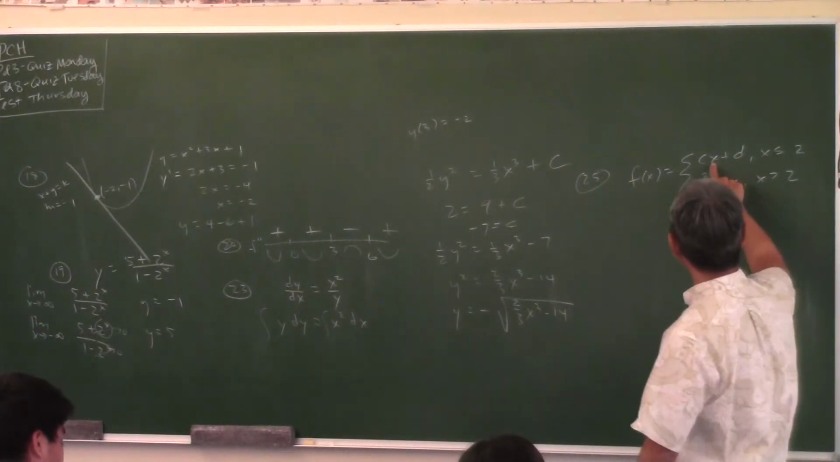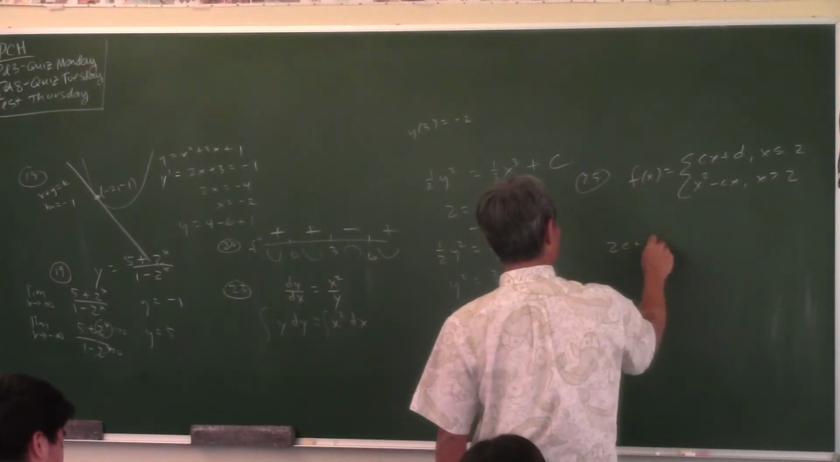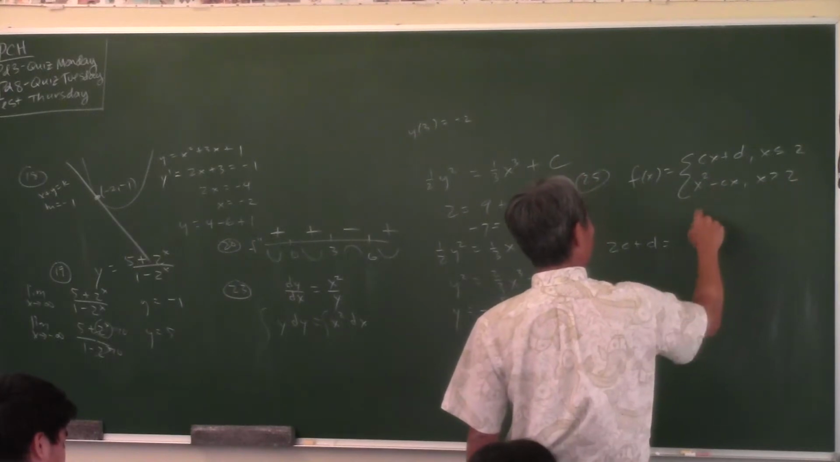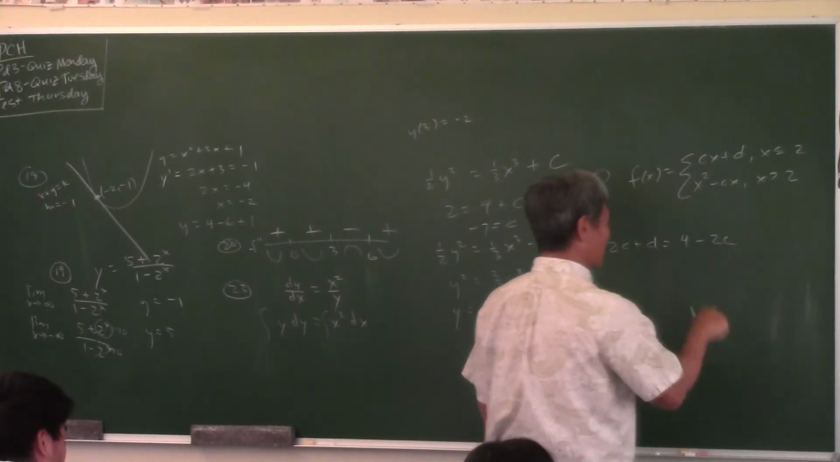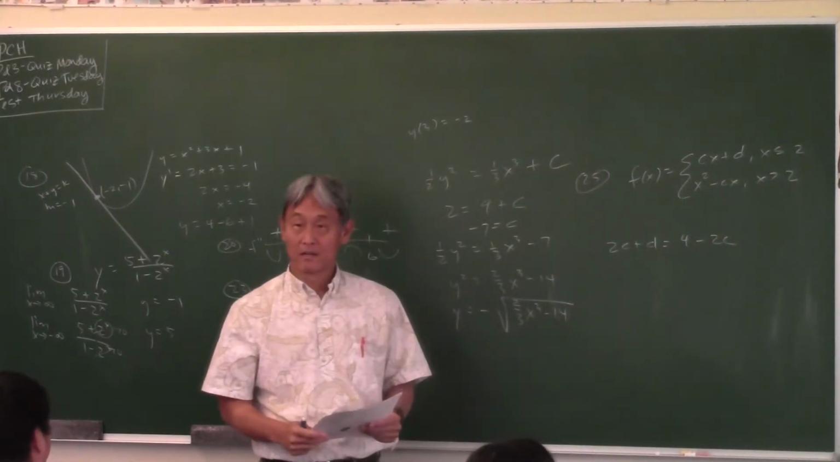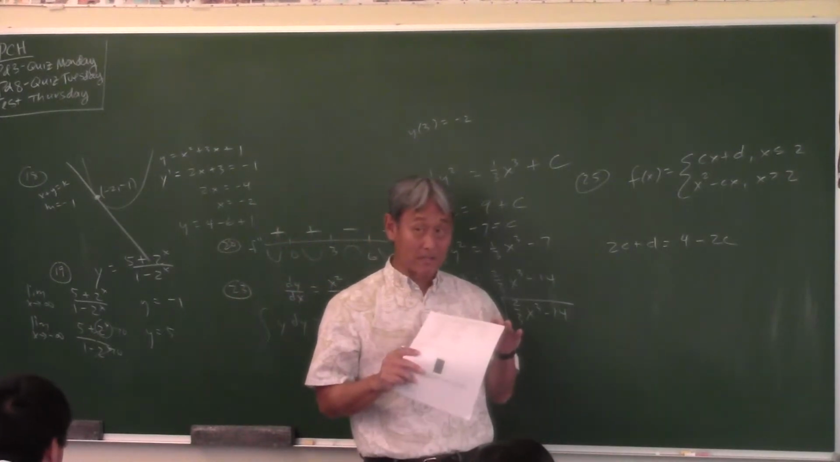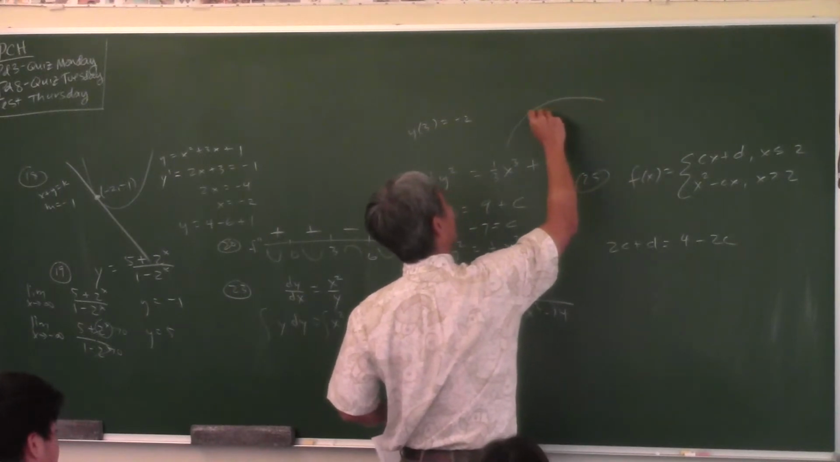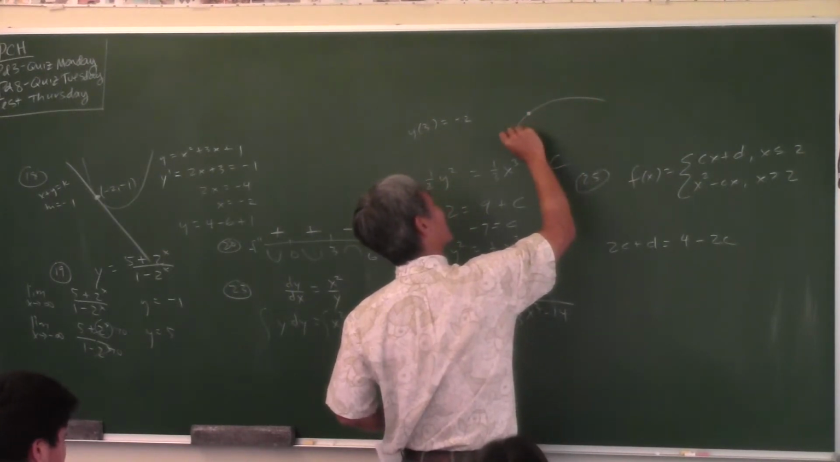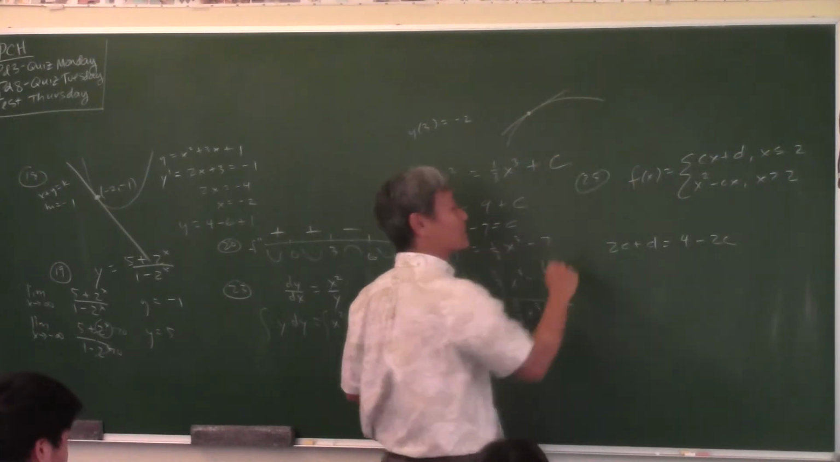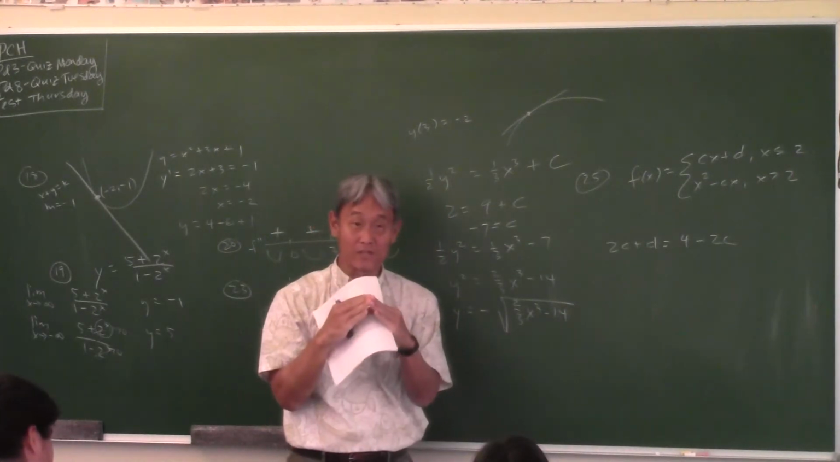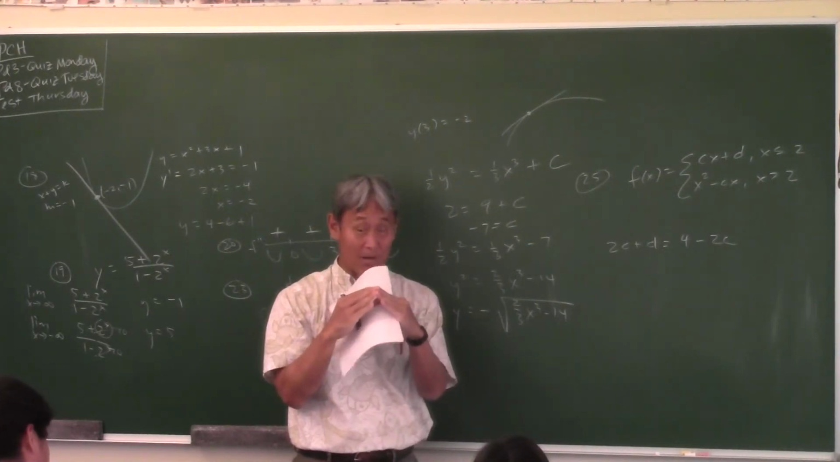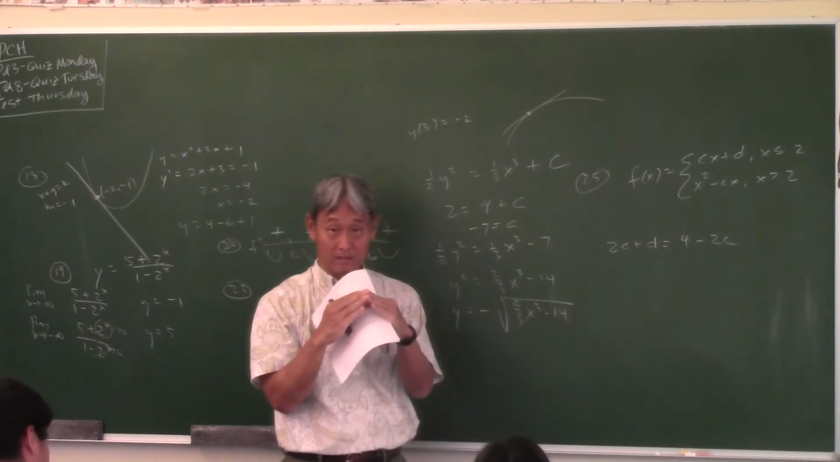So plug in 2 for x here, what do you get? 2c plus d, and then plug in 2 here, you get 4 minus 2c. That has to be one condition. But then, not only does it have to be continuous, it has to be smooth. Now, how do you make a graph smooth at a point? The slopes. The left-hand slope and the right-hand slope gotta be the same so that you don't have a sharp point. Because if there's a sharp point there, it's not differentiable, right?